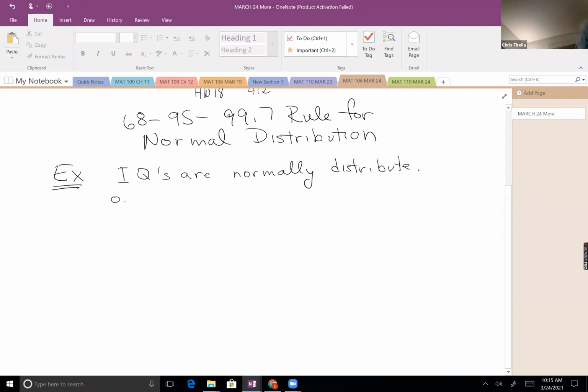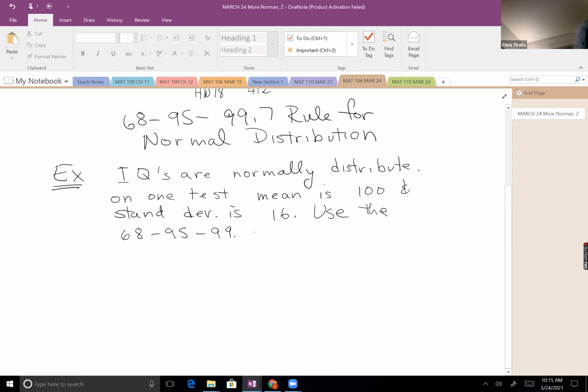On one IQ test, the mean is 100 and the standard deviation is 16. We're going to use the 68, 95, 99.7 rule to find a whole bunch of things.